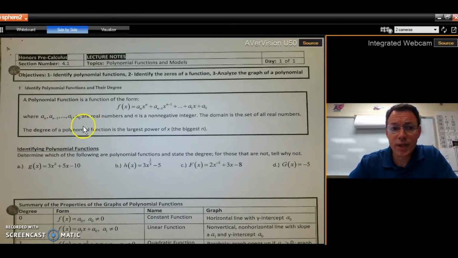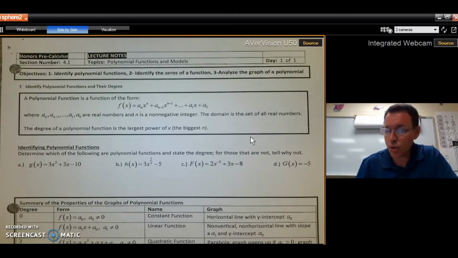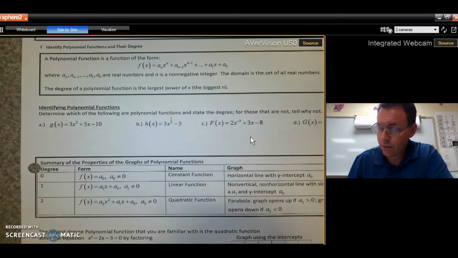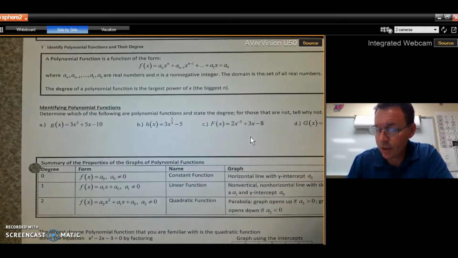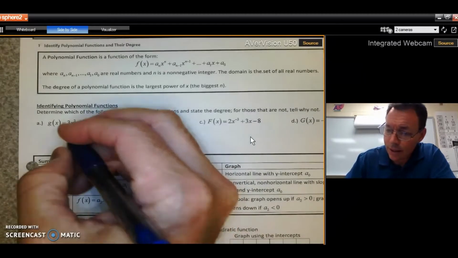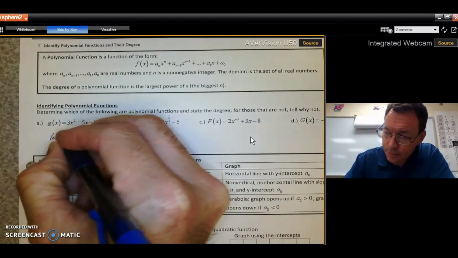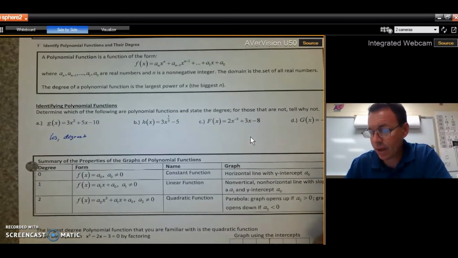And then the degree, when we talk about the degree of a polynomial, we're just talking about what this biggest exponent is. Down here it says determine which of the following are polynomial functions and state the degree. Well, I've got an x squared, an x, and technically an x to the 0 here. So that looks good. That is a polynomial. There's nothing making it not work. So yes, and it is a degree 2 because of the second power there.